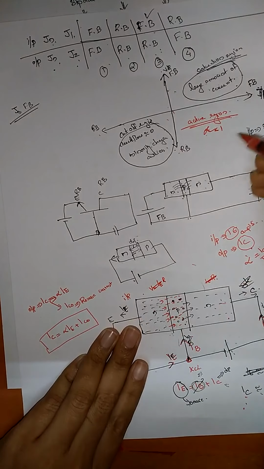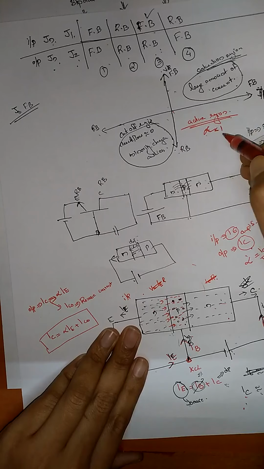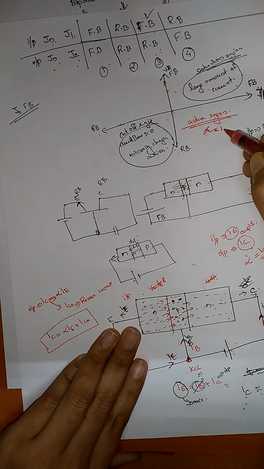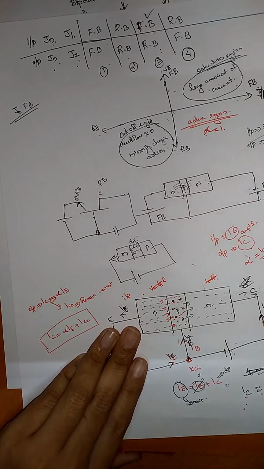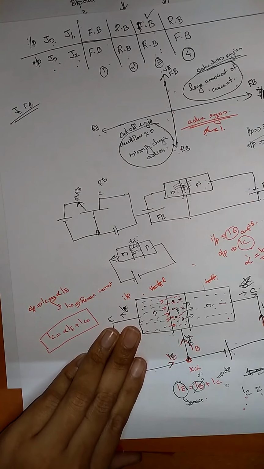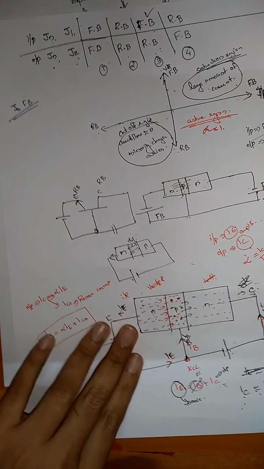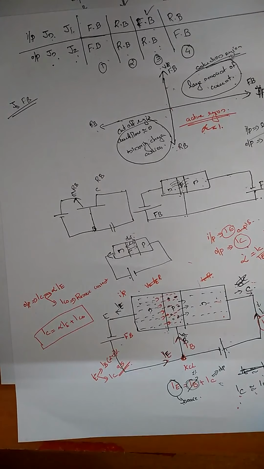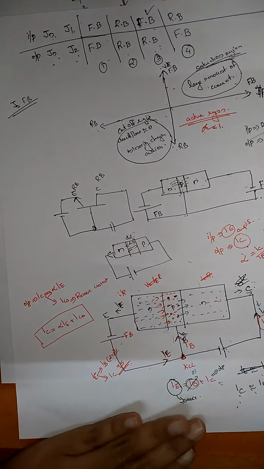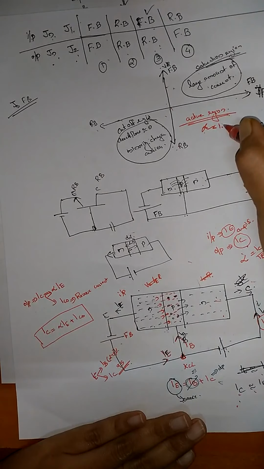So the current amplification is less than 1. Alpha value is less than 1. For voltage amplification, I will solve a problem with the load. Here one load impedance will also come. I will solve a problem and you will understand what happens when the voltage amplification occurs. So this is the active region.